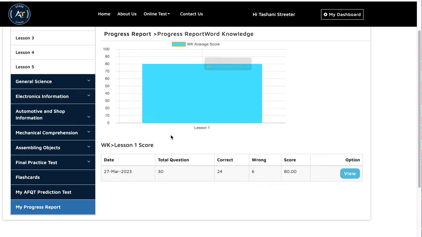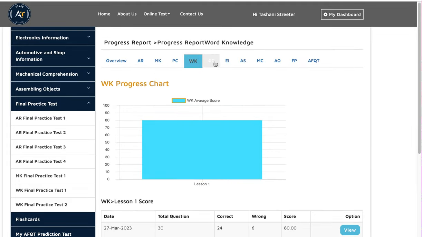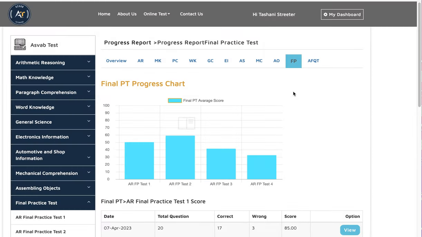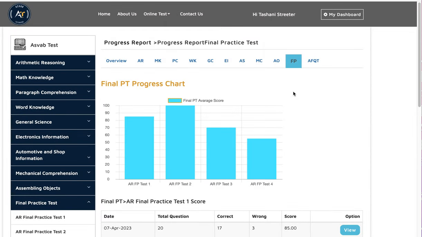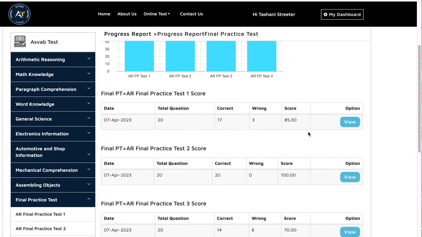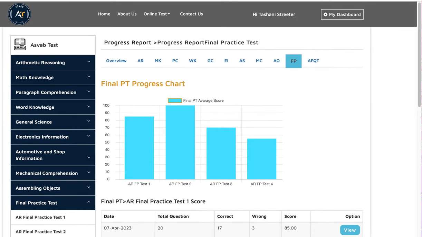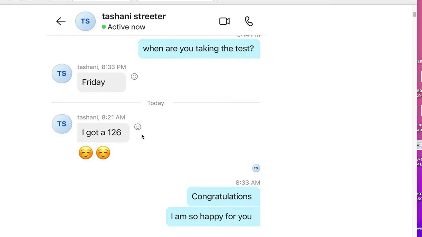She also took a few final practice tests. There are 15 or 16 different versions of the ASVAB test, and you don't know which one you're going to get, right? So we have final practice tests that cover previous exam questions and similar types of questions. You can see here how she did overall. She got 85, 170, 55. With that, she got a 126 AFQT score. So you can see her score here.